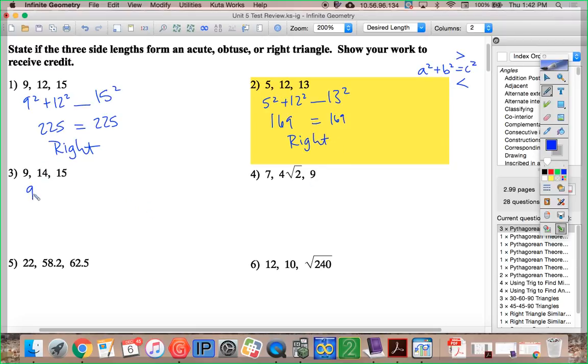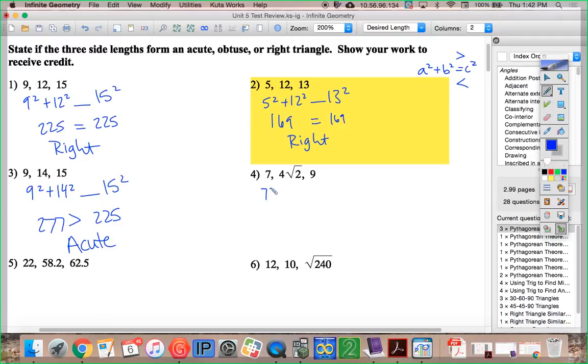But this one's not. 9 squared plus 14 squared, blank, 15 squared. Now I know 15 squared is 225. 9 squared plus 14 squared is 277. So that's bigger. So C, we're always looking at C. C is smaller. So C is small. That makes the angle small. And it's a cute little angle.